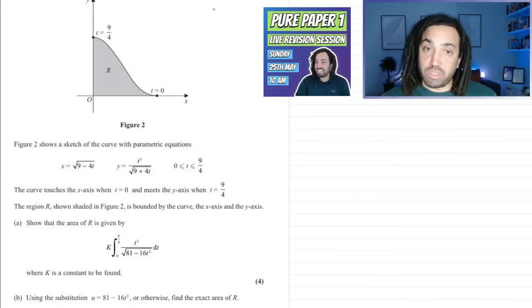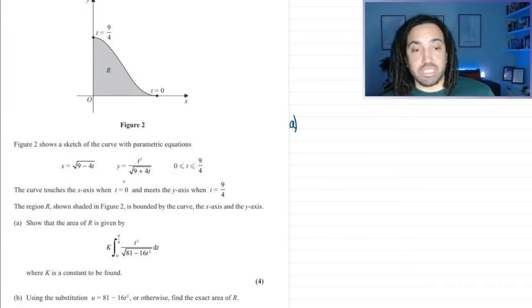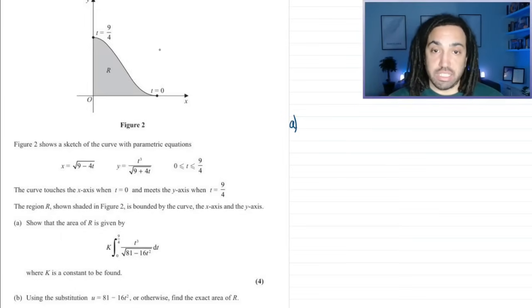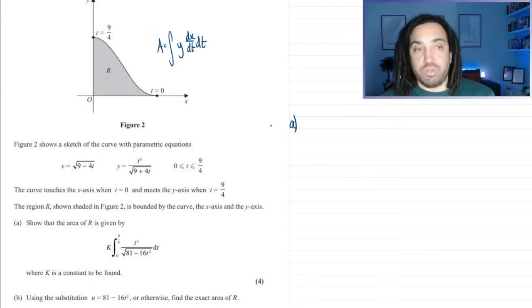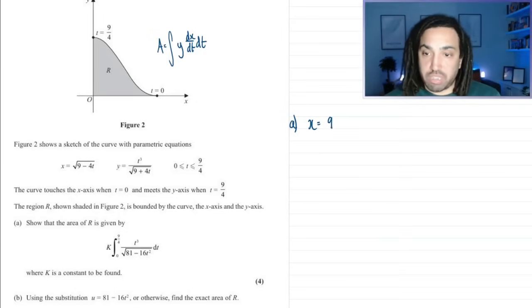Question 13, big dog, parametric integration and substitution. Love it, let's do it. So, where to begin? We're going to begin with the formula for parametric integration, and that is that the area is equal to the integral of y dx by dt dt. So in order for us to do parametric integration, we need to take the x, which I could write as 9 minus 4t to the power of a half, because it's the square root, and I need to differentiate that.